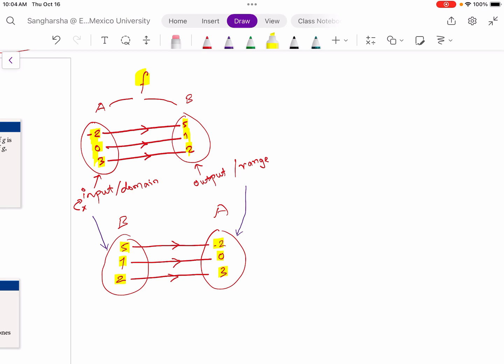Now what we did is switch our input and output. So we have -2, 0, 3 as output here, and we have 5, 1, 2 as input for this new function. And we call this new function the f inverse function. So this is f inverse function.